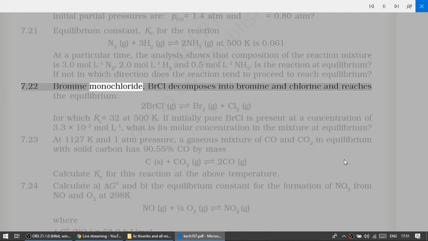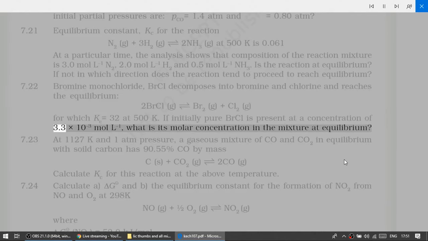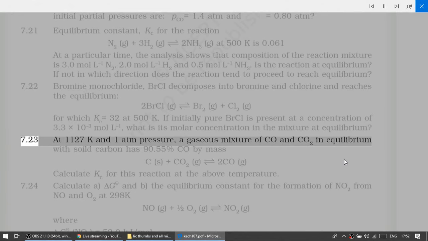If not, in which direction does the reaction tend to proceed to reach equilibrium? 7.22 Bromine monochloride, BrCl decomposes into bromine and chlorine and reaches the equilibrium, 2BrCl(g) ⇌ Br2(g) + Cl2(g), for which Kc is equal to 32 at 500 K. If initially pure BrCl is present at a concentration of 3.3 × 10⁻³ mol L⁻¹, what is its molar concentration in the mixture at equilibrium?